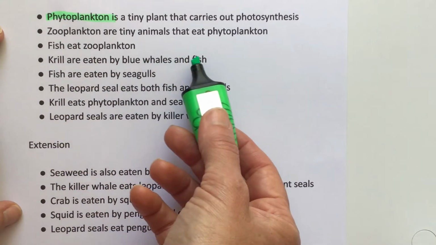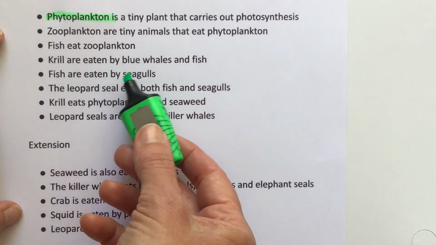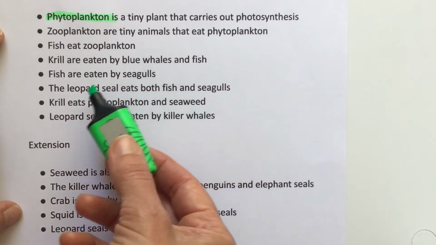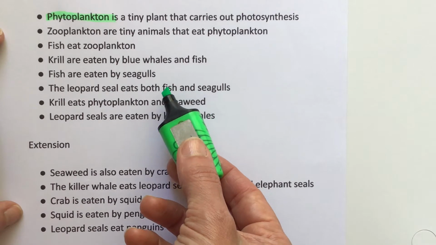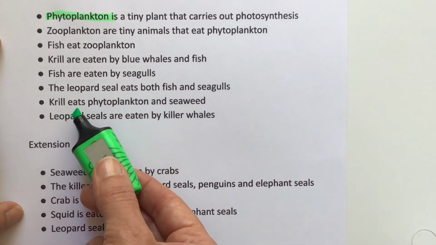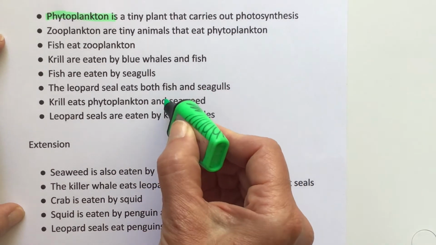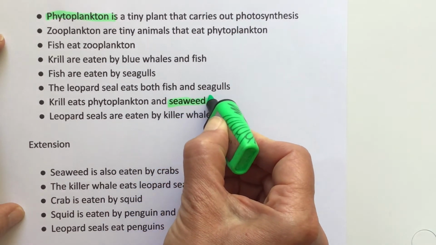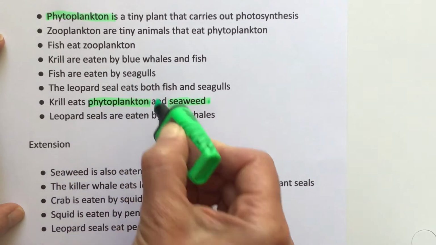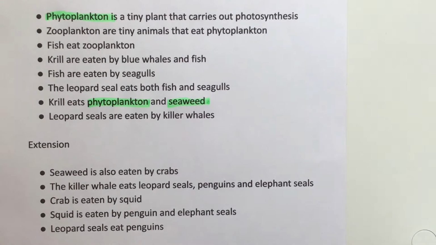So I'm seeing blue whales and fish eating krill. Fish are then eaten by seagulls. The leopard seal eats both fish and seagulls. Krill eats phytoplankton and seaweed. There's another producer, seaweed there. Let's underline that phytoplankton again. And the leopard seals are eaten by killer whales. Okay, good. So we'll leave the extension to in a moment.